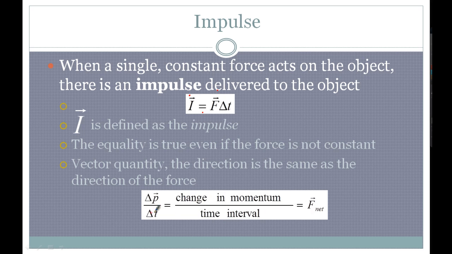And it's easy to see where we get this. I equals F delta t. So if I just forget about this guy right now, I have F net equals delta p over delta t. So therefore, I bring my delta t over to this side. So I get delta p equals F delta t, which equals I.